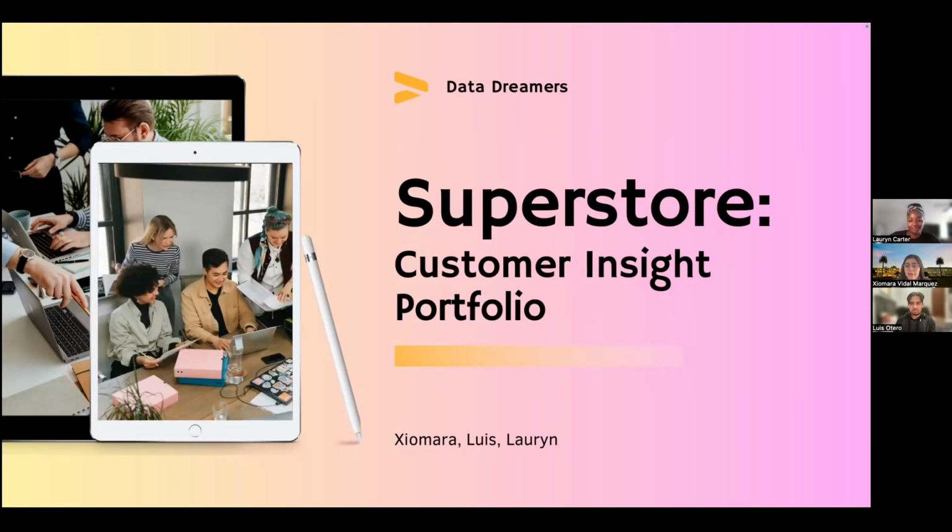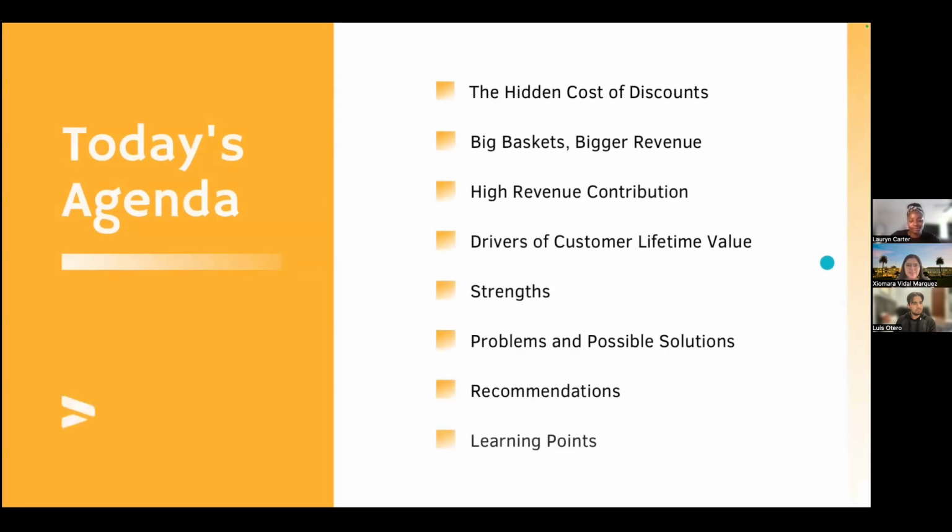We're going to be presenting on the Superstore data set, and we're going to be looking into some customer insights. Next slide. So this is our agenda for today. We're going through the hidden costs of discounts, some basket analysis, some linear regressions, and then some overall strengths of the company, what problems they're having and what possible solutions they can implement. And then finally, our recommendations.